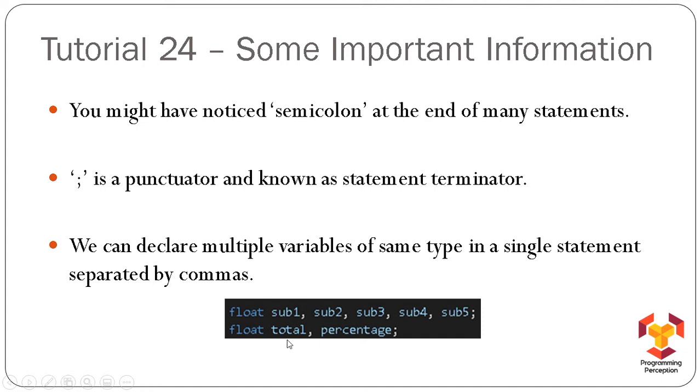Like you can see, all these variables sub1 to sub5 are declared with one data type, right? And why is it possible and how is it possible? Because of two operators. First, this comma operator, which is used to separate these variables, and second, this semicolon, which is actually telling that this is the point where the statement is terminating, and whatsoever is going to come afterwards will be part of a new statement.